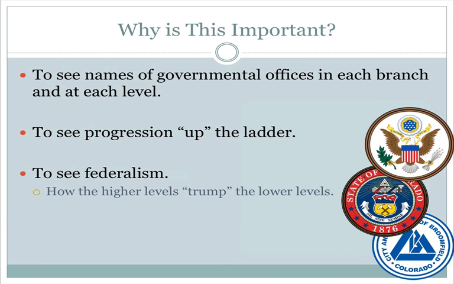So why do we care about this tic-tac-toe pattern? We basically wanted to show you the names of the governmental offices in each branch and at each level. We can see the terms, names, and offices that we will be using when talking about going up the ladder from the local to state to federal level, but also the names of the groups within each branch. So the legislative branch at the federal level might be called Congress, whereas at the state level it might be called something different, and also might be different from the local level as well.